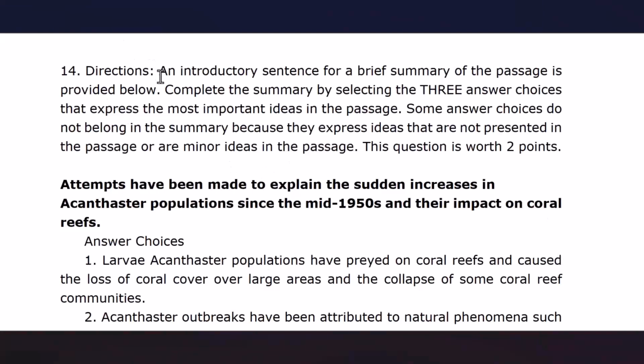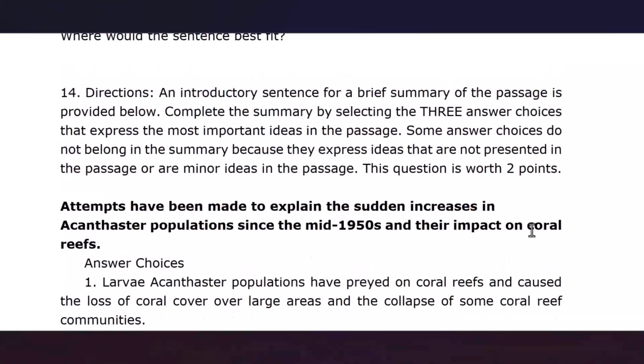Let me read the prompt. An introductory sentence for a brief summary of the passages provided below. Complete the summary by selecting the 3 answer choices that express the most important ideas in the passage. Some answer choices do not belong in the summary because they express ideas that are not presented in the passage or are minor ideas in the passage. This question is worth 2 points.